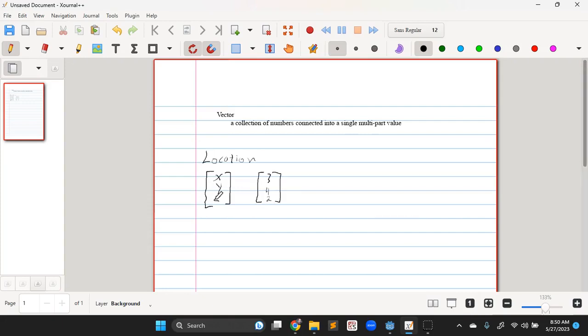But that's not the only place we use vectors. Color would be a vector, where again, it's a three-dimensional vector. Each one of our numbers here relates to a single dimension. And with color, in color space, we have red, green, and blue.